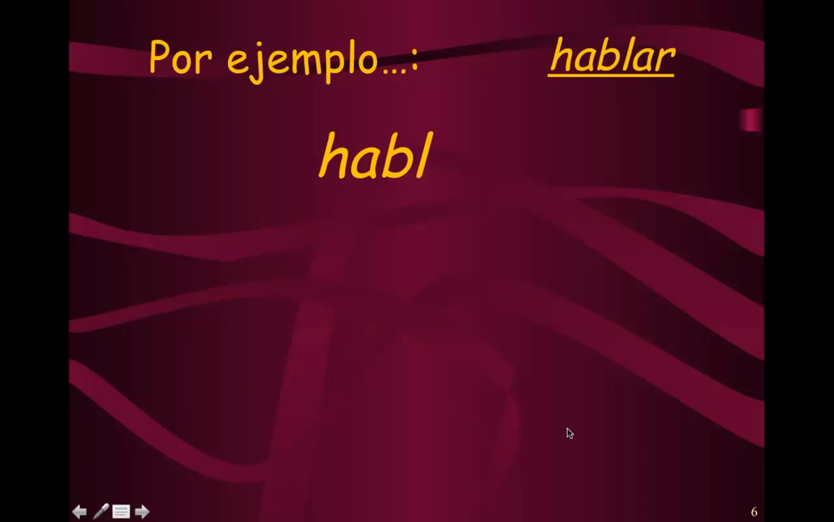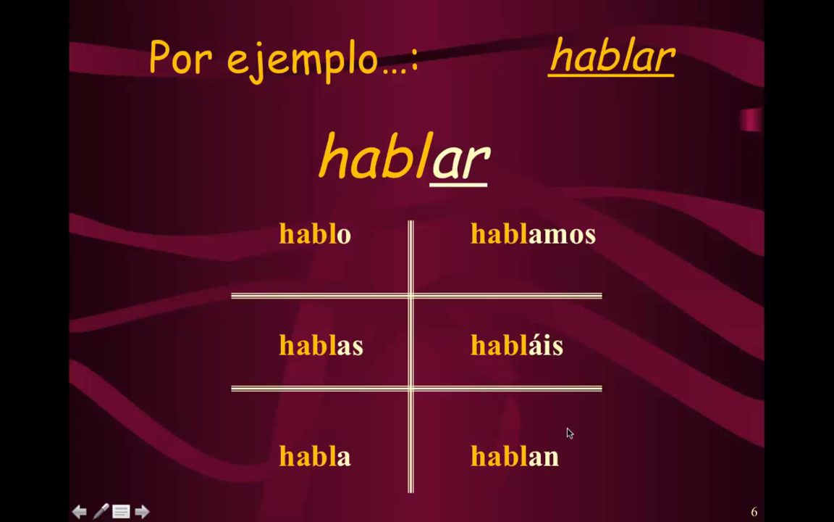Por ejemplo, we have hablar, take off the AR and put on our endings. So we have yo hablo, I speak, tú hablas, you speak, usted, él, ella habla, nosotros hablamos, we speak, vosotros habláis, ustedes, ellos, ellas hablan.